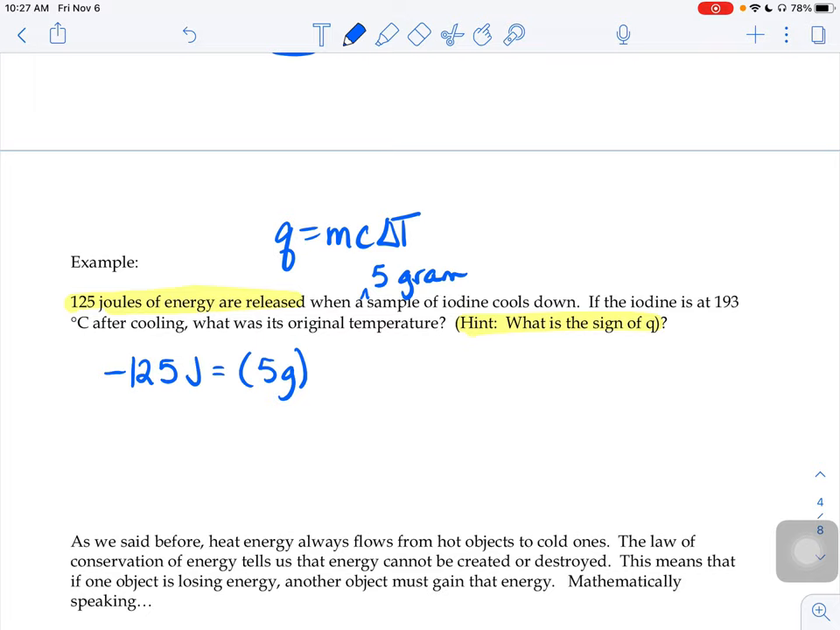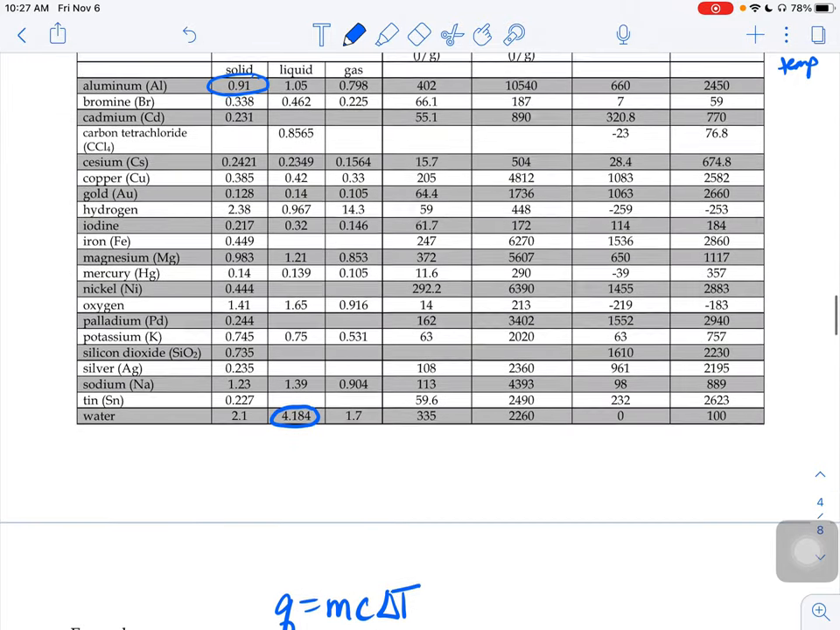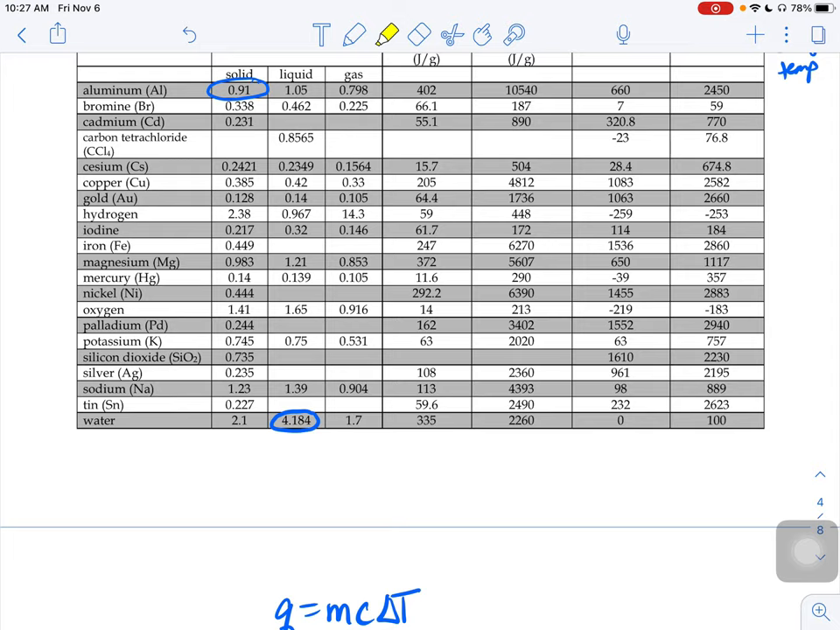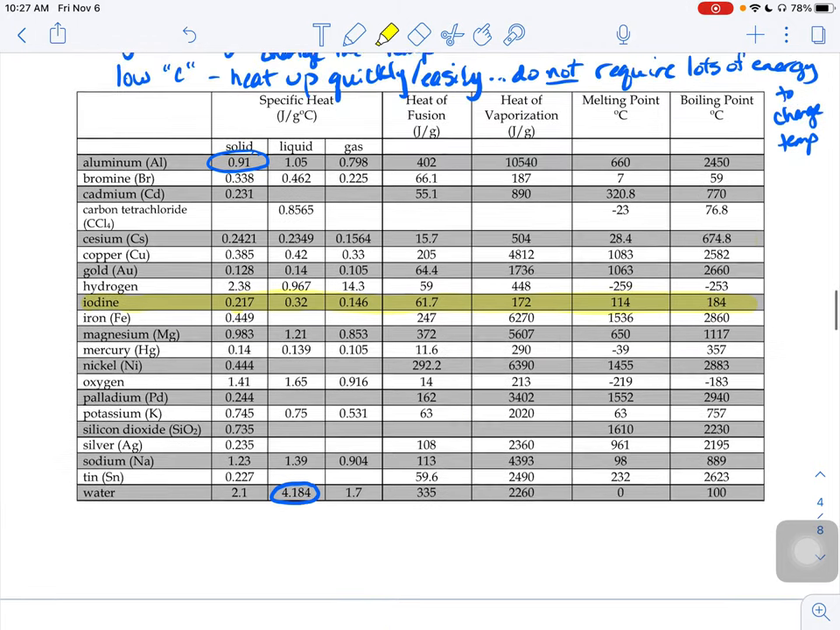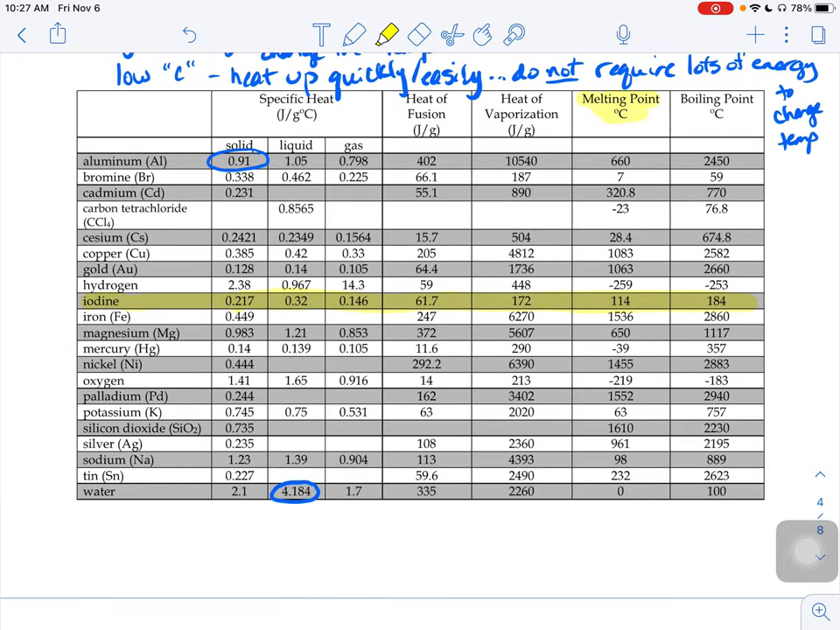Now I need the C value for iodine. So I need to go to my chart and find the C value. So let's find iodine. Right here is iodine. Now, it doesn't tell us whether the iodine is a solid, liquid, or gas in this problem. So how do we know if I'm supposed to use 0.217, 0.32, or 0.146? Well, on your chart here, we have melting points and boiling points.